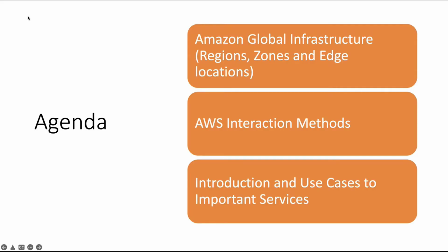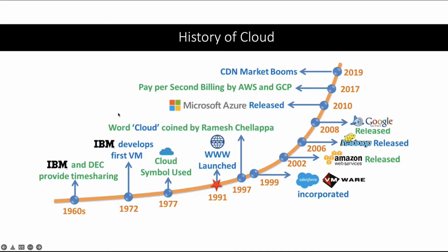So for the next 20-25 minutes, we will be talking about understanding AWS and how AWS cloud is spread across multiple geographies. What are the important components? How do we interact with AWS, right? And some of the use cases with focus on certain essential services. So this is the objective.